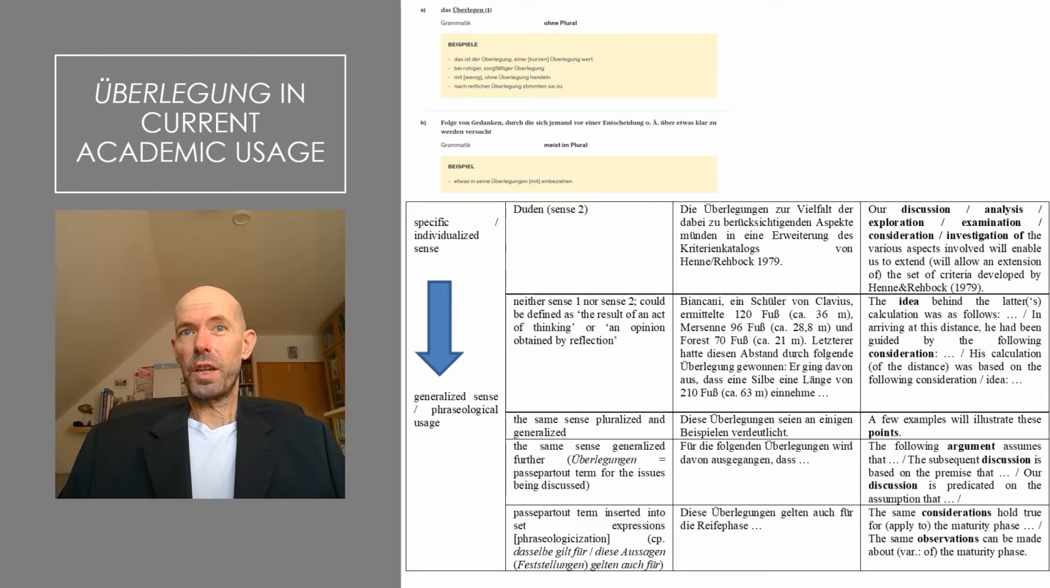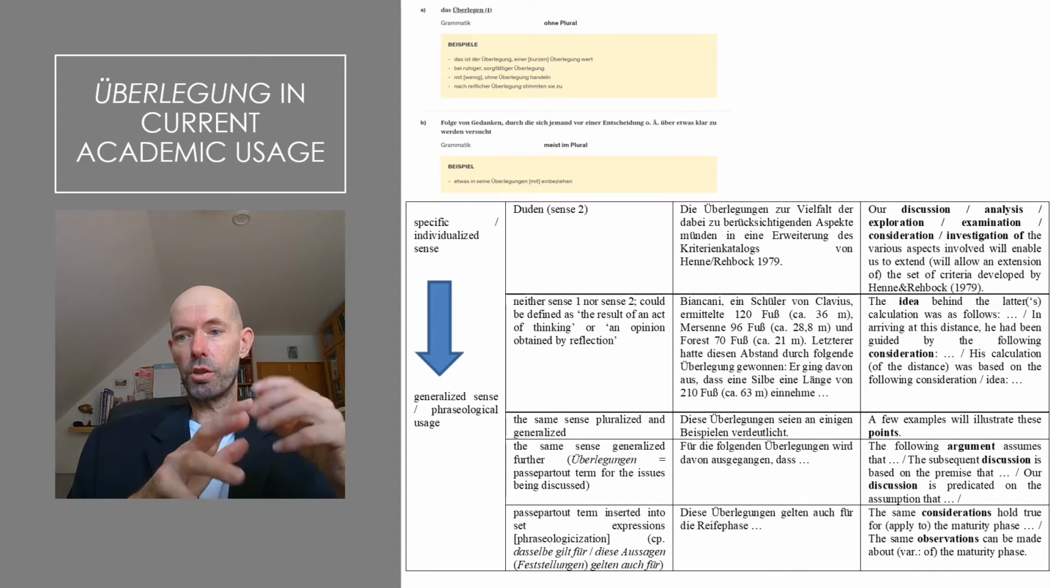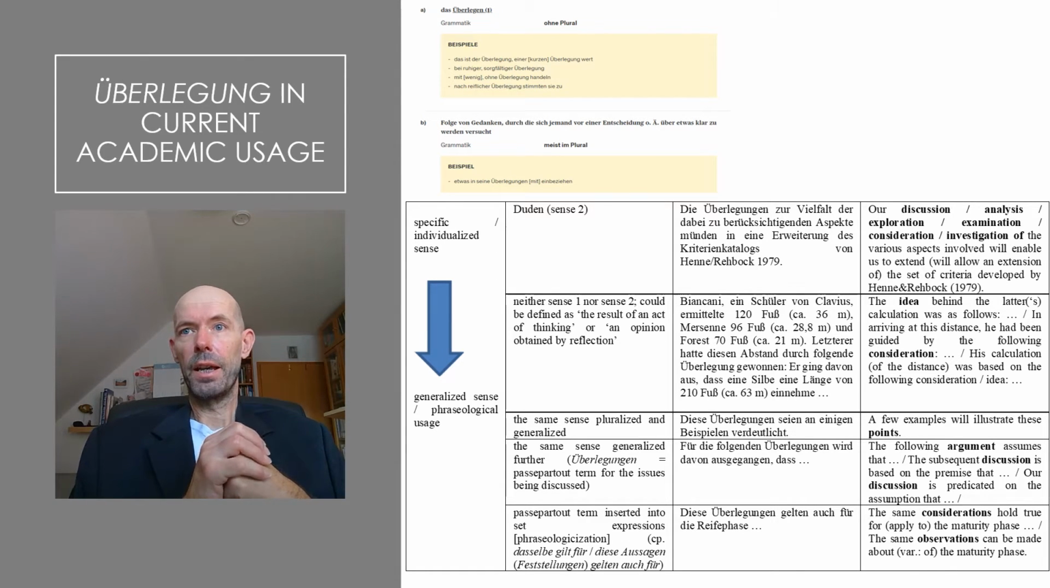So now we've established that reflection is an inadequate rendition of Überlegung in the case under discussion. The next step, of course, is to find a more adequate one. This table shows how different academic uses of Überlegung shade off into each other by almost imperceptible gradations. From the sharply defined Überlegung münden, which does imply decision making, as implied in the first Duden definition, by a borderline case, etwas durch eine Überlegung gewinnen, all the way to purely phraseological uses. So let's look at these one by one.